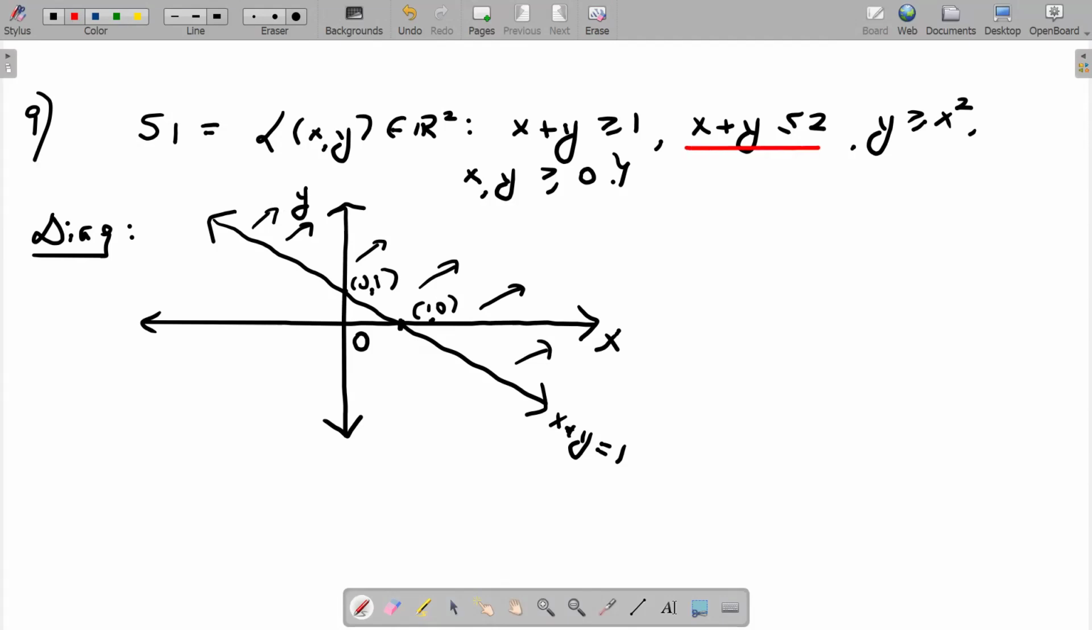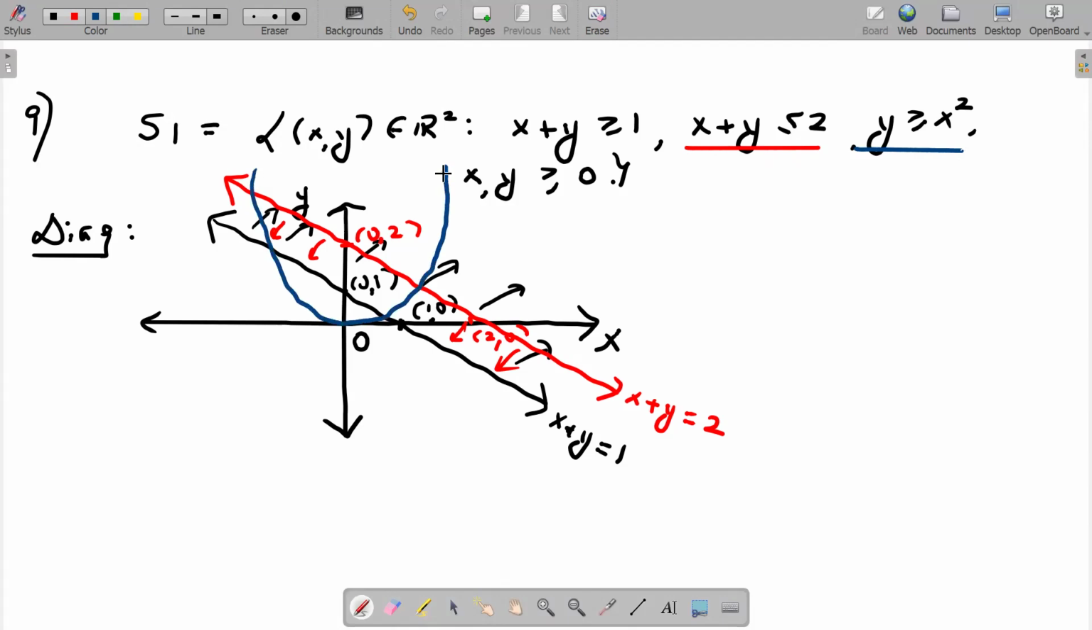Using red color, I can plot x plus y less than equal to 2. It will pass through 2, comma 0 and 0, comma 2. So this is going to be my line x plus y equal to 2. And less than equal to 2 means shading will be towards the origin in this direction. And y equal to x square in blue color is going to be a parabola like this. This is going to be a parabola y equal to x square. And y greater than equal to x square means shading is up in this direction.